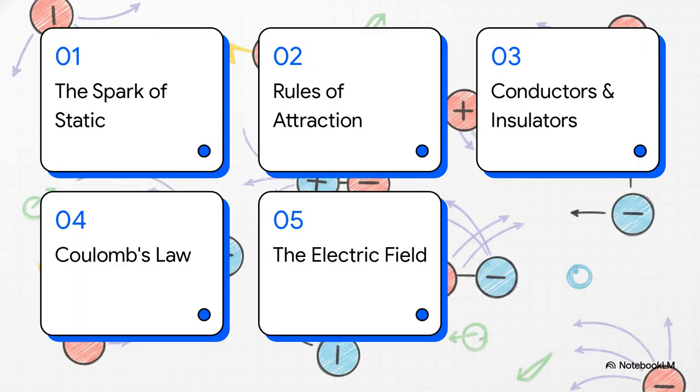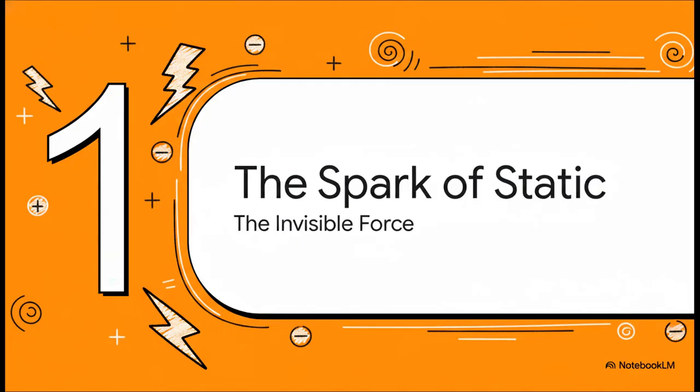Here's our roadmap for the chapter. First, the spark of static. Second, rules of attraction. Third, conductors and insulators. Fourth, understanding Coulomb's law. And finally, the electric field. Okay, let's dive into part 1, the spark of static, uncovering that invisible force.